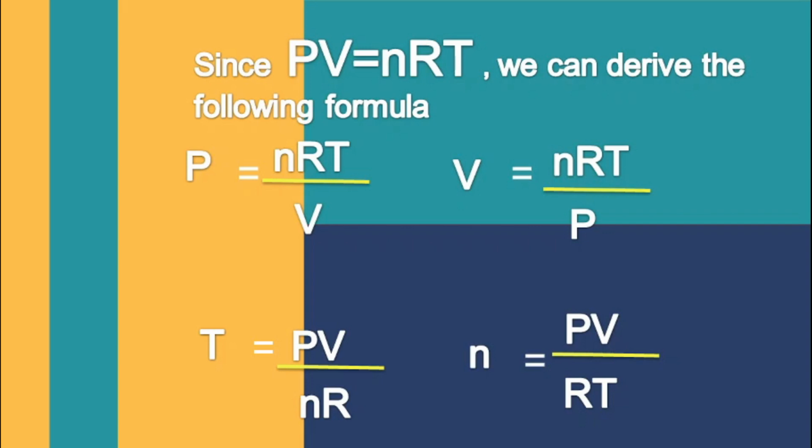Since PV = nRT, we can derive the following formulas. In solving for the pressure, we use P = nRT over V. In solving for the volume, we use V = nRT over P. In solving for the temperature, we use T = PV over nR. And in solving for the number of moles, we use n = PV over RT.